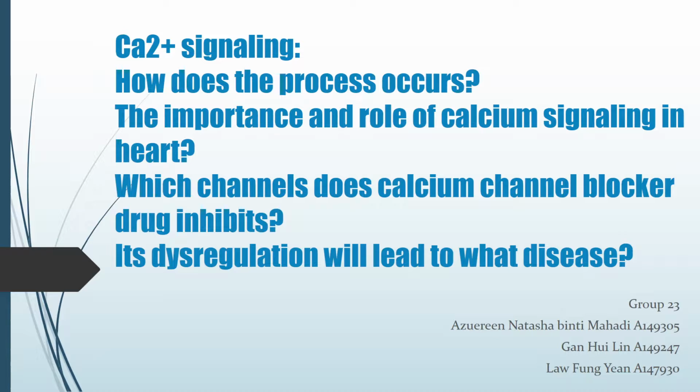So how does this process occur? What is the importance and role of calcium signaling in our heart? And which channels does our CCB drug inhibit? And the dysregulations of calcium ion signaling can lead to what disease?